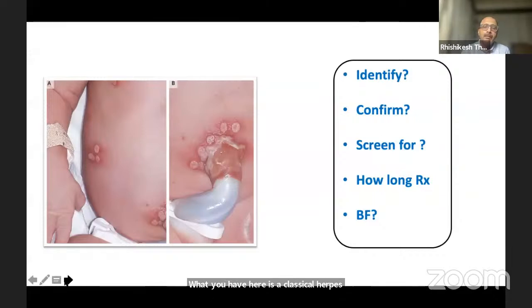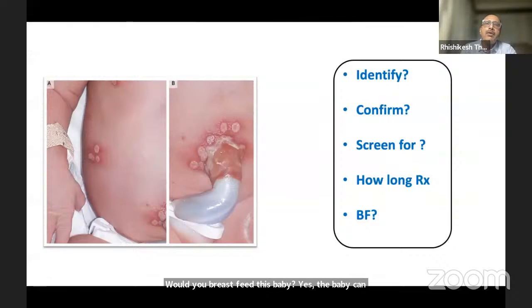How do you confirm? By doing a PCR or electron microscopy. A Tzanck smear is not a sensitive test to pick up HSV infection. What would you screen? Such babies must be screened for eye and brain simply because many of them would have associated lesions, either which may be present at the time of diagnosis or may appear sometimes down the line. Would you breastfeed this baby? Yes, the baby can be safely breastfed.